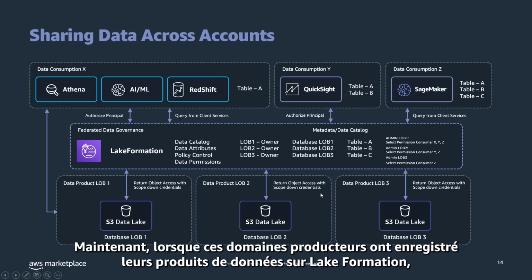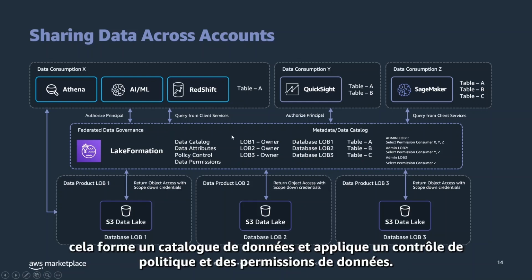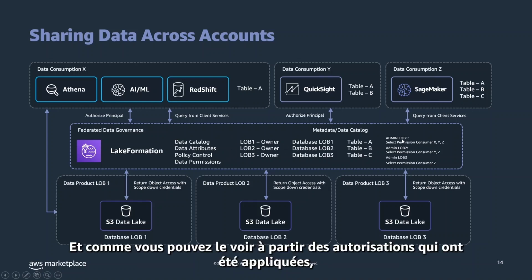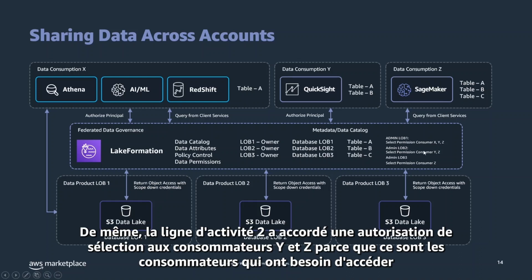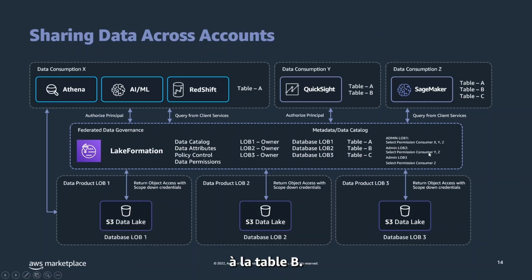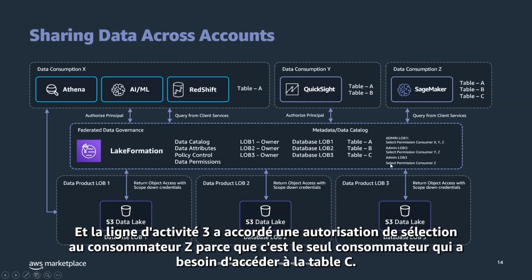Now, when these producer domains register their data products on Lake Formation, it forms a data catalog and applies policy control and data permissions. And as you can see from the permissions that were applied, line of business 1, owner of table A, has granted select permission to consumer X, Y, and Z because all of these consumers need access to that table. Similarly, line of business 2 has granted select permission to consumer Y and Z because those are the consumers that need access to table B. And line of business 3 has granted select permission to consumer Z because that's the only consumer that needs access to table C.